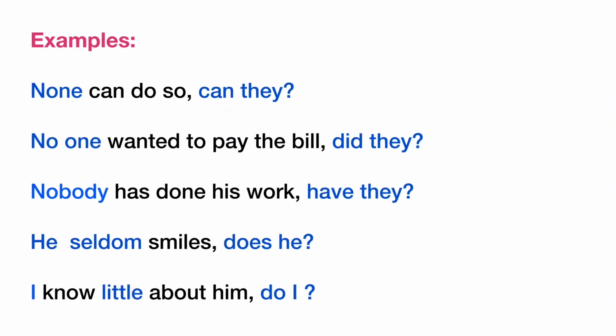Guys, concentrate on these examples to understand fully. None can do so, can they? No one wanted to pay the bill, did they? Nobody has done his work, have they?